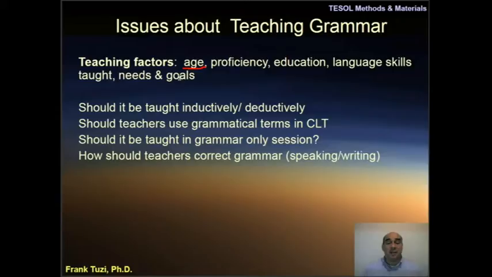Proficiency is going to be another. Obviously, students that have lower proficiency are going to be able to understand less, so there are fewer building blocks that you can deal with. When you're dealing with students that are very proficient, they don't need grammar, so you don't need to focus on that. So what do your students need, and how does their proficiency impact what it is that they might be able to do? Their education may play a role in it as well.